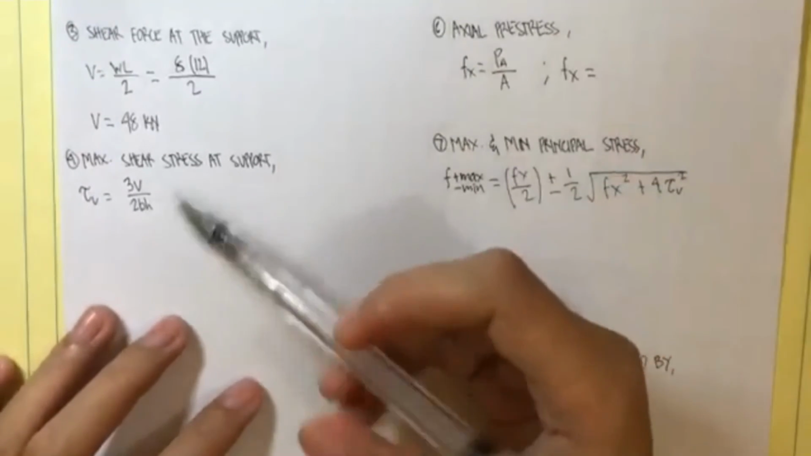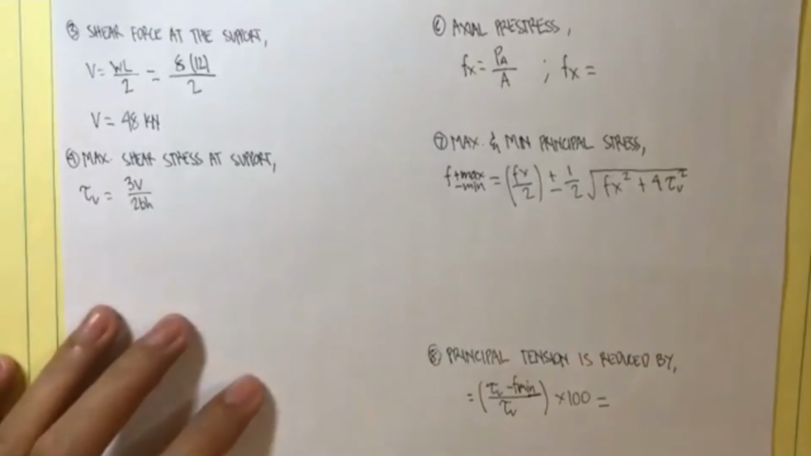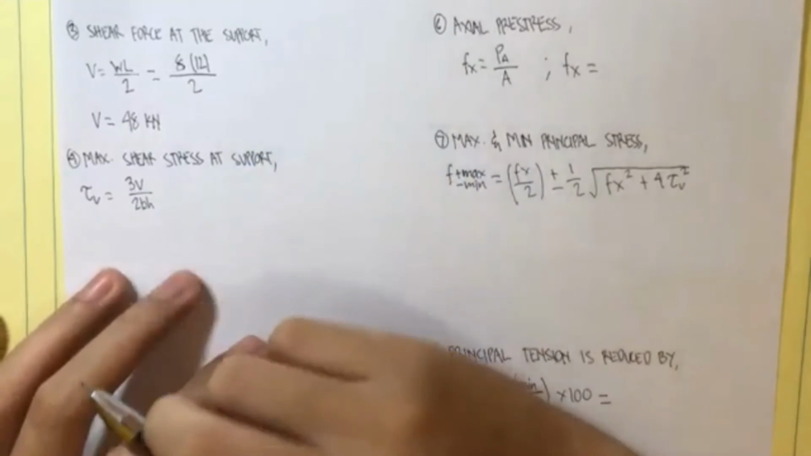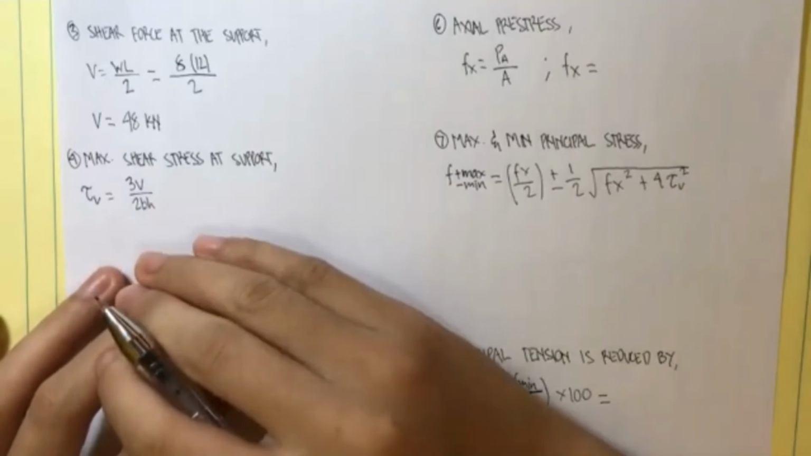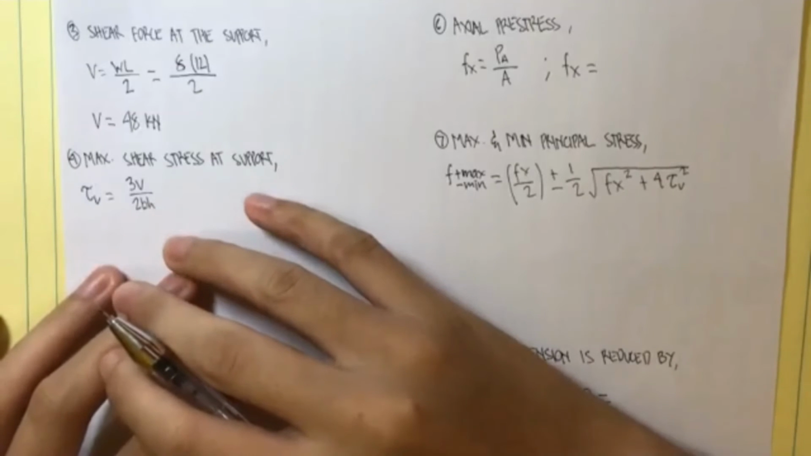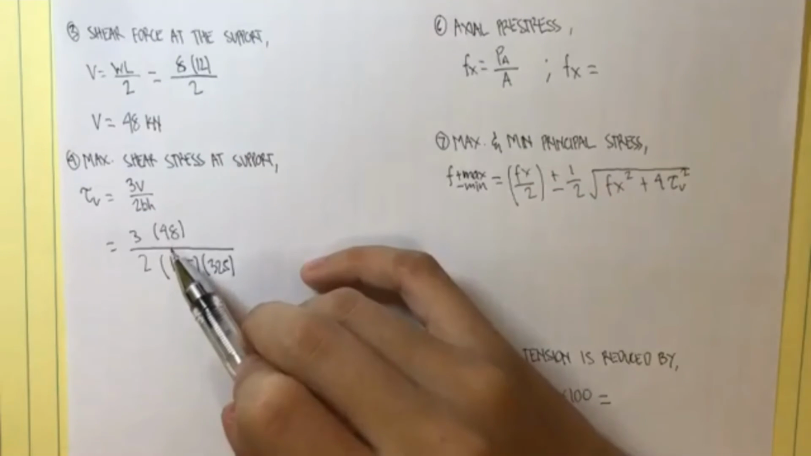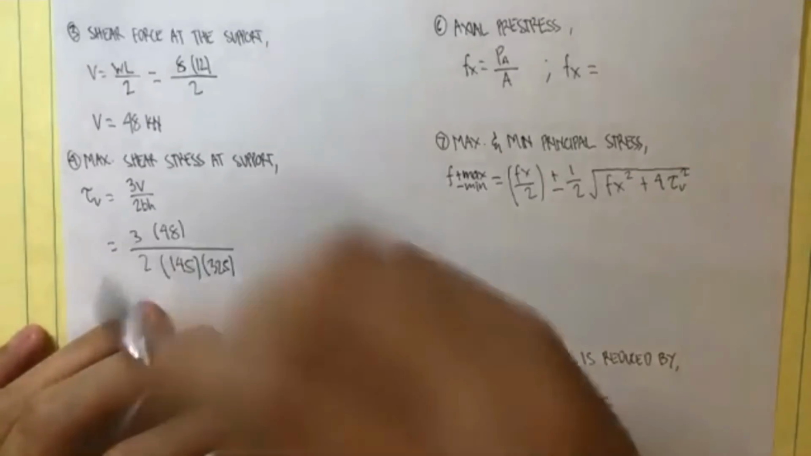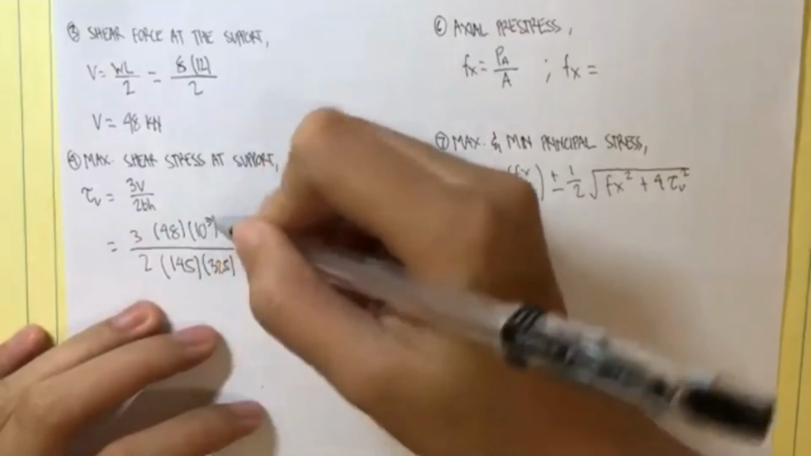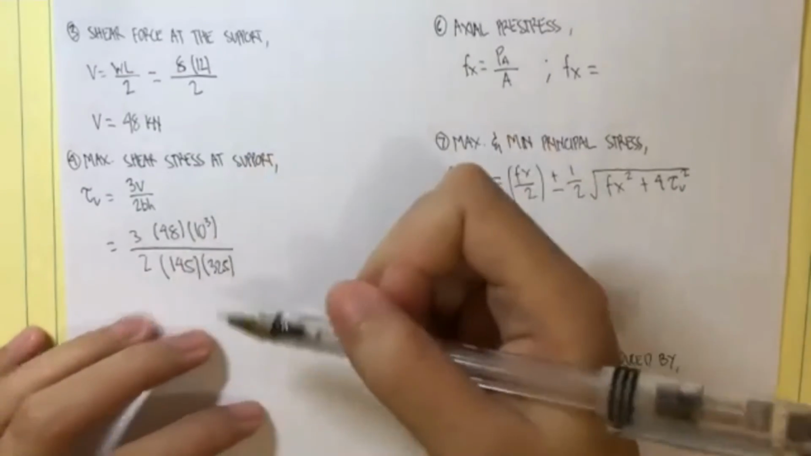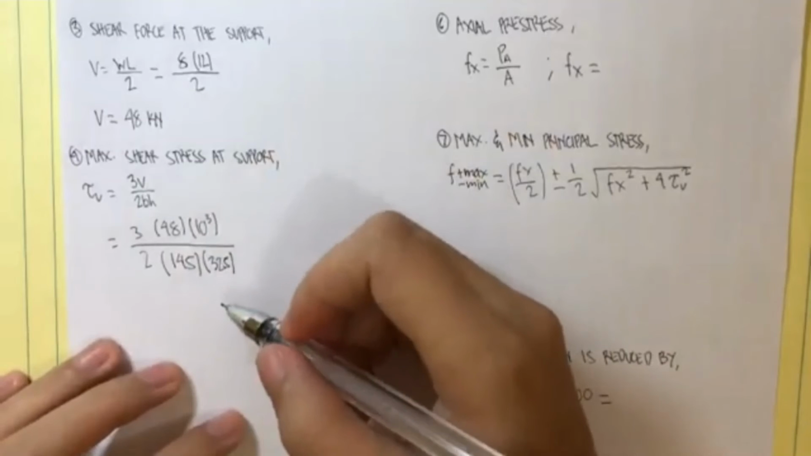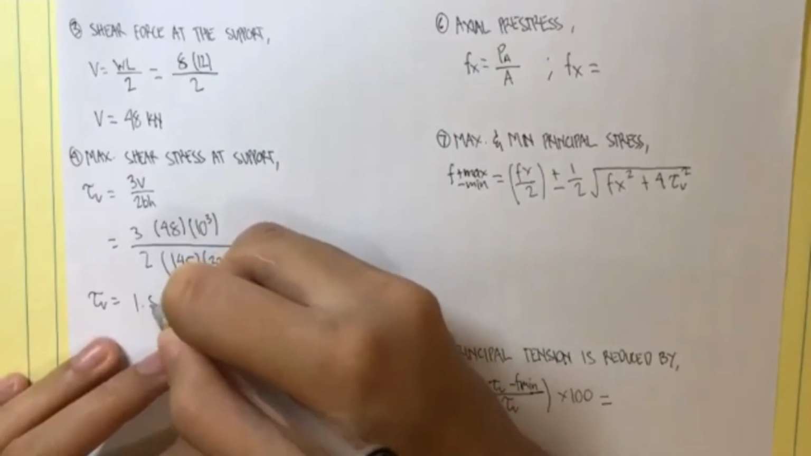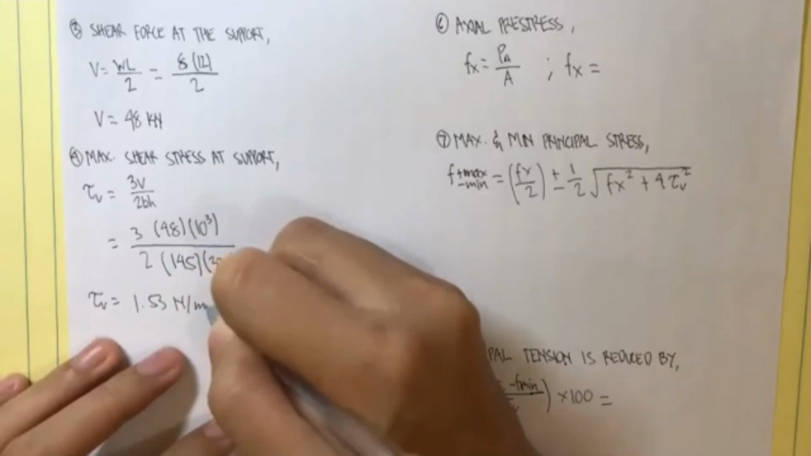Pang-apat na step, yung kunin mo naman yung maximum shear stress at the support. So, ito yung formula 3 times yung nakuha mong shear force sa support all over 2 times base times height. Itong 48 na shear force natin, nakakilonewton siya. So, ita-times natin siya sa 1,000 para maging yung unit nung magiging sagot is Newton per millimeter squared. Maximum shear stress is equals to 1.53 Newton per millimeter squared.